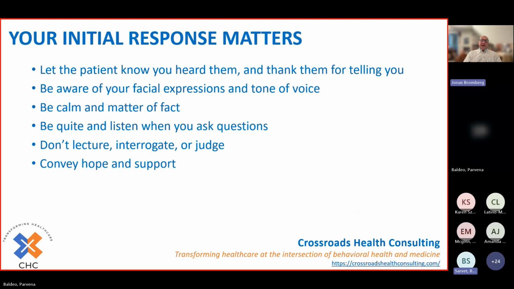The initial response matters: letting the patient know that you heard them, thanking them for telling you, letting them know that this must have been a difficult thing to share, and doing so in a calm, matter-of-fact way, being aware of your facial expressions and tone of voice. And the most important thing that we want to do at this step is really to convey hope and support.